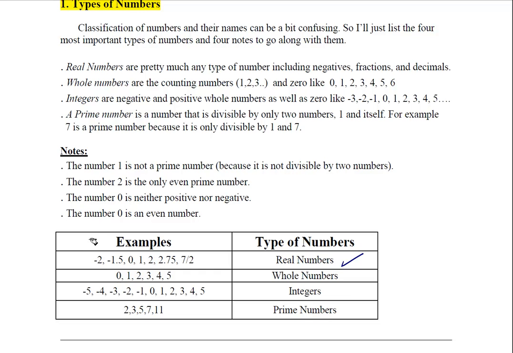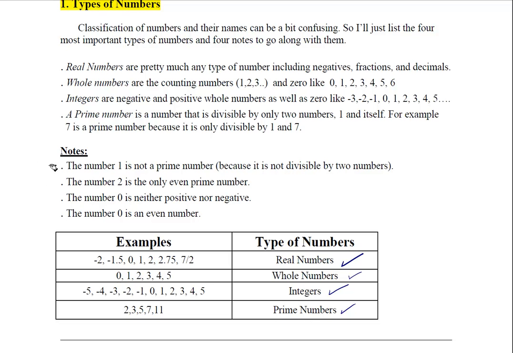There is such a thing as imaginary numbers, but something that we do not need to know for this test. Whole numbers are of course not fractions, nor are they decimals. They begin with 0 and positives, no negative numbers. Integers are any whole numbers, positive or negative or 0. Prime numbers are numbers that are only divisible by 1 or themselves.